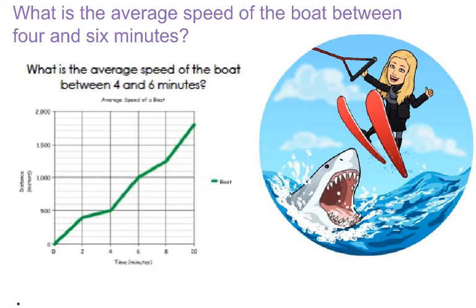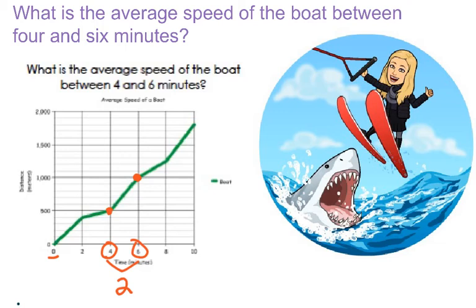What's the average speed of the boat between 4 and 6 minutes? So now we're going to look at a range between 4. So we're not starting at 0. We're looking at between 4 and 6 minutes. So we're going to have to do some subtraction here. We need to look at, okay, between 4 and 6, how many units of time is that? Well, between 4 seconds and 6 seconds, subtract 6 and 4, we get 2 seconds. So that's the change in time.